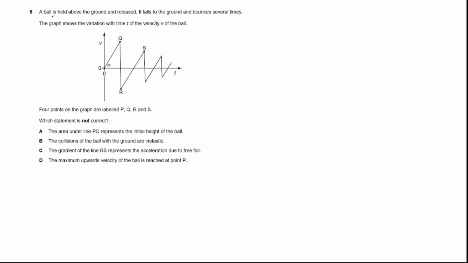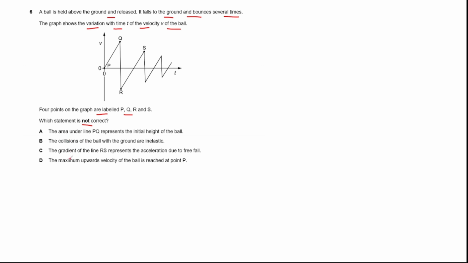Then the question number 6. A ball is held above the ground and released. It falls to the ground and bounces several times. The graph shows the variation with time t of the velocity v of the ball. So this is the graph. 4 points on the graph are labeled P, Q, R and S. Which statement is not correct?